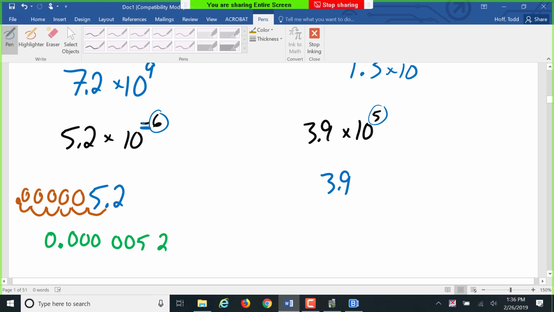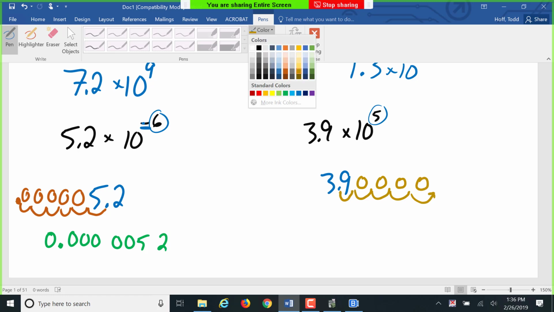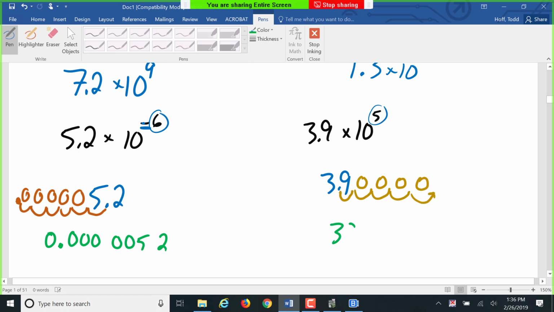Is this number going to get bigger or smaller? Bigger. It's a positive exponent, positive power. So we're going to make it bigger. So we're going to go to the right one spot. To go again, we got to add a 0. So that's 2, 3, 4, 5. So that's going to be 390,000.